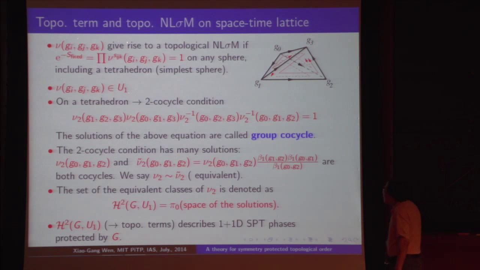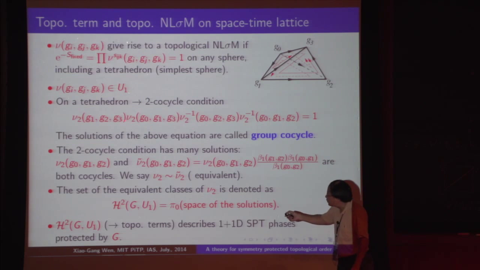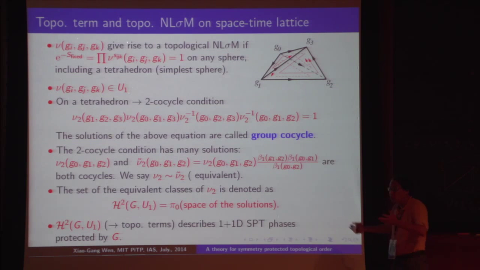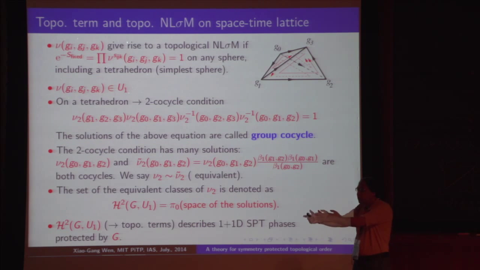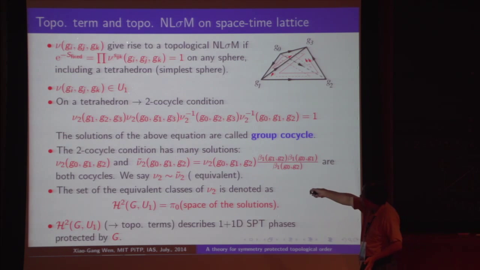Okay. And last time we mentioned that this equation has many, many solutions. So therefore we cannot say that every solution of this equation gives us a particular individual phase. And actually, if two solutions can be continuously deformed into each other, because this nu is just a complex function, you can deform it.